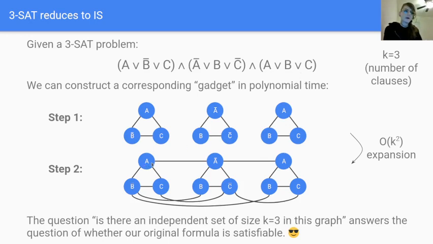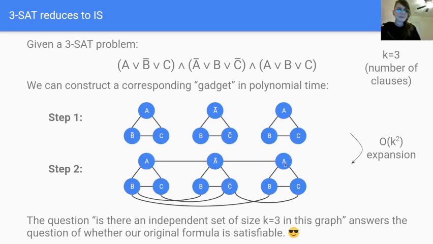And then we draw edges between opposites. So A and not A get an edge. B and not B get an edge. C and not C get an edge. These all get edges if they're the same variable but they're opposite. This is clever.